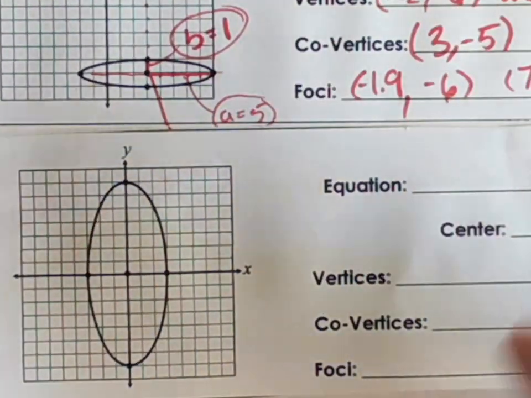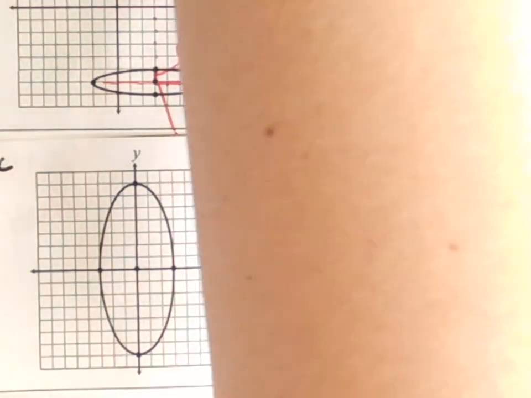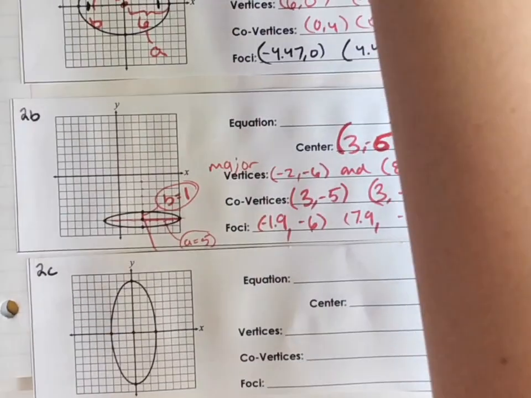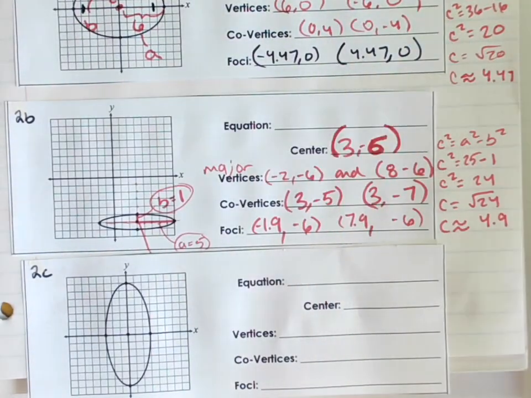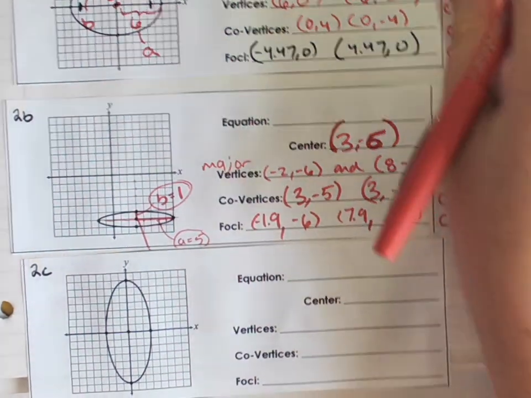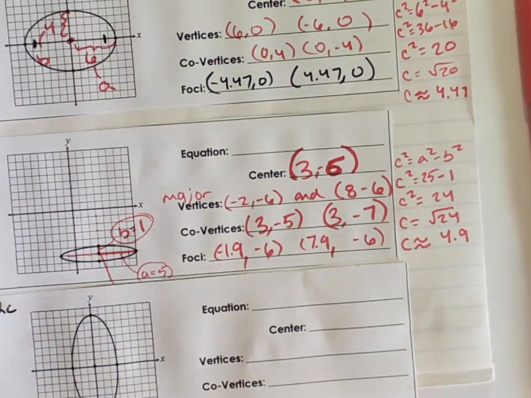It wants you to write an equation. Oh, I just realized I missed the equation in 2B. Don't go yet. Hold on. 2B. I totally missed this part. You don't want to leave that blank. Since we know our A and our B, and we know our center, it's really easy to do. So let me grab the black pen.